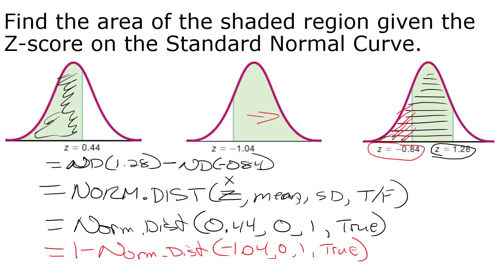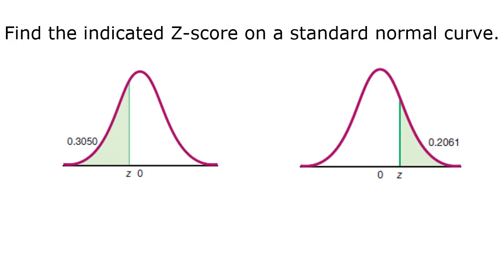What happens if we need to go in the other direction? That they give us the area under the curve, right? That's what this means, is this green little area is a little bit more than 30% of the total area, right? And this green area over here is a little bit more than 20% of the total area. And they want us to find the corresponding z-score that gets us back to that area. Well, that's just as easy. It just uses a different Excel function. And they're even good about titling them similarly.